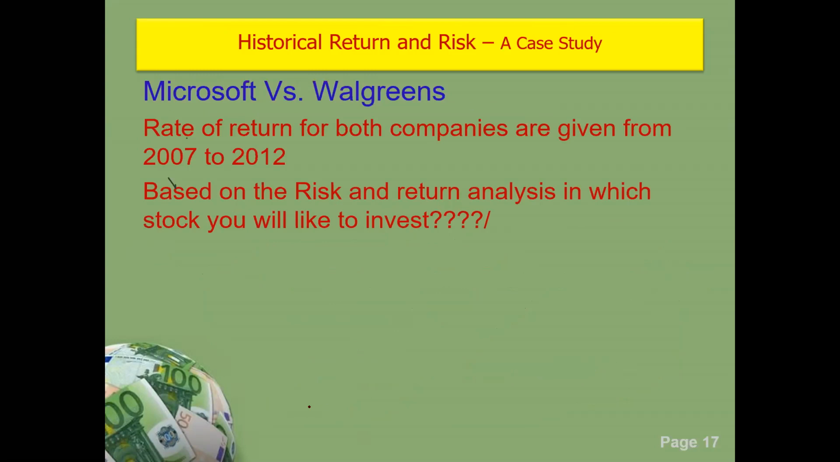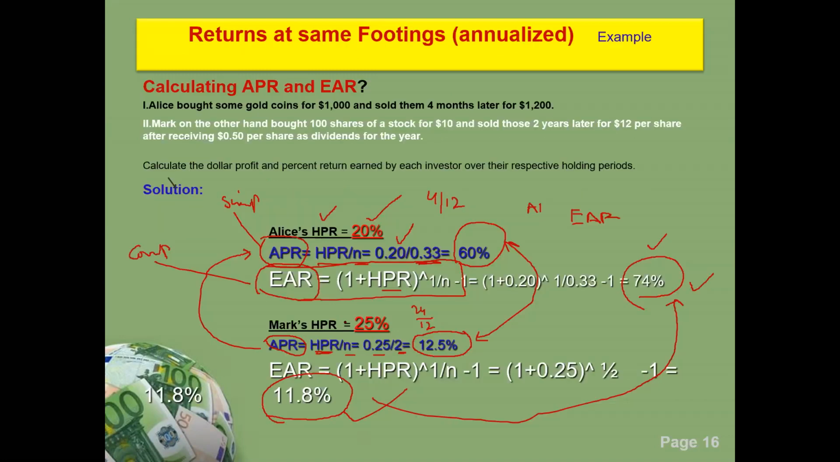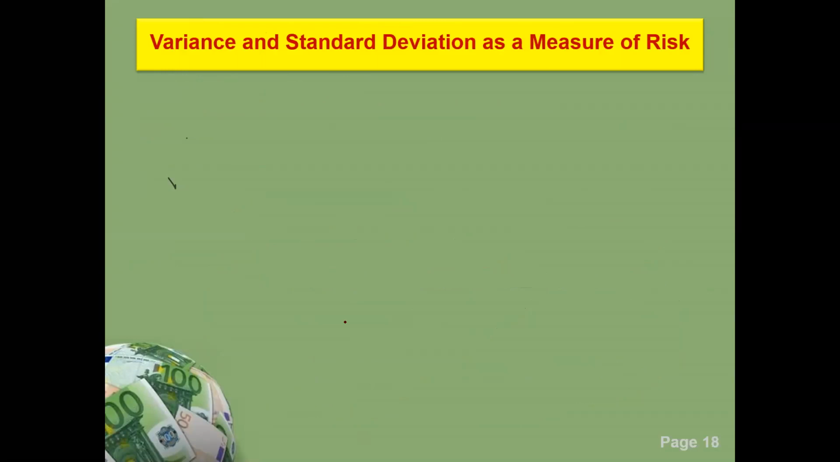Now, interestingly, we have to compare two investments. This is what we were talking about. One is Microsoft, one is Walgreens, and we have to do it through a small mini scenario exercise. But before that, in these slides we learned about the return calculation and the annualized return calculation. We don't yet know how to calculate the risk.